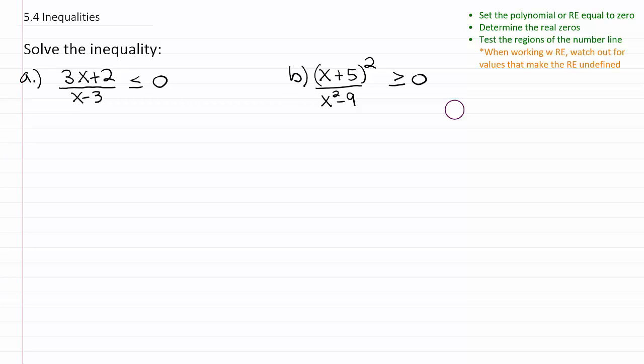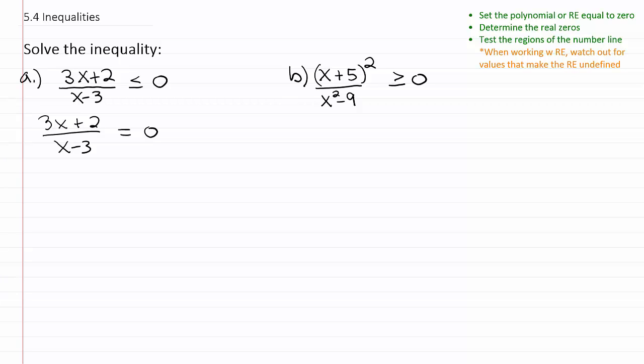Solve the inequality. All right, so in these problems, we have rational inequalities. For rational inequalities, we basically do the same thing we did for the polynomials. We set them equal to 0. So we're going to go ahead and say (3x + 2)/(x - 3) is equal to 0. And then we try to determine the zeros of the function, and one other important thing, which is where the rational expression is undefined. So let's start with the zeros.